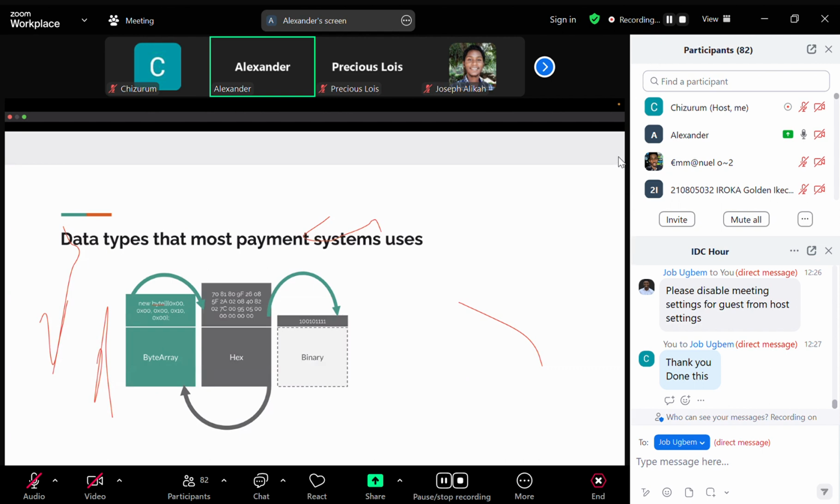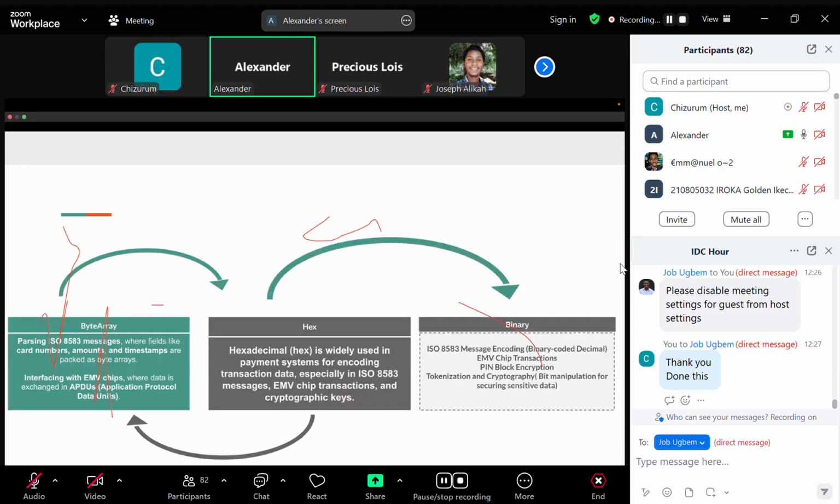These are the most used data types. Now we have the byte array, we have the hexadecimal, and then we have the binary. Our workshop, right? What we are going to do, I will shock you when we get there. Well, let's just continue. So byte arrays, parsing ISO 8583 messages where fields like card numbers and one-time tokens are packed as byte arrays.